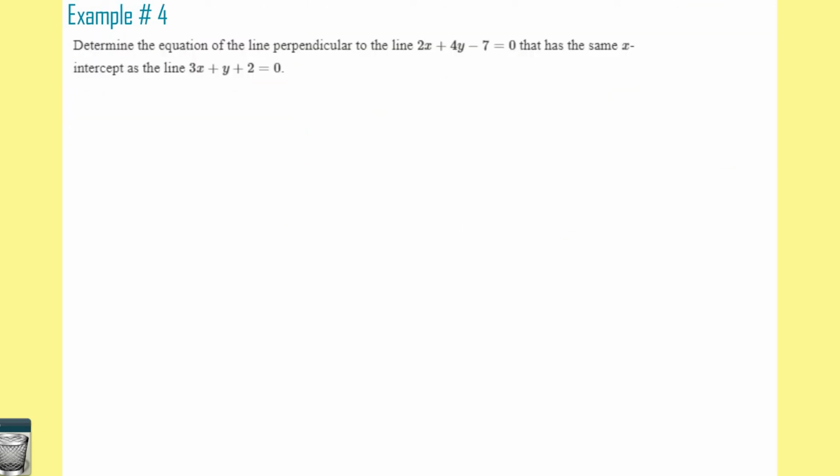So next problem. Determine the equation of the line perpendicular to this and has the same x-intercept. Okay, so one thing at a time. Let's deal with it perpendicular to this. So let's find out what that slope is. And we divide by 4. So the slope of this line is -2/4, or -1/2.